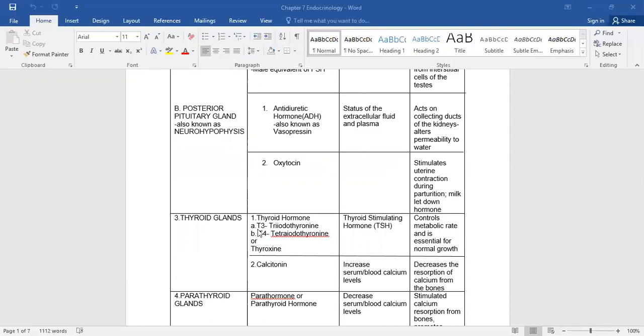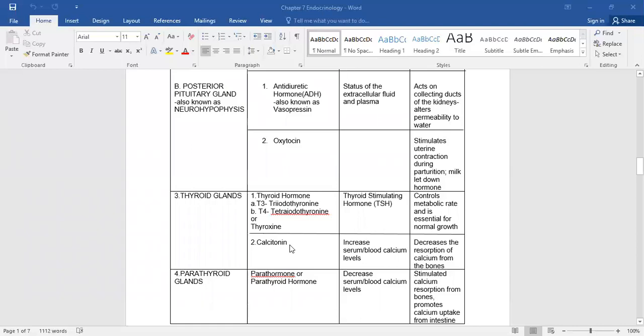Thyroid hormone, they have actually 2, the triiodothyronine and the tetraiodothyronine or thyroxine. Thyroxine is the one that is widely used for metabolism. So its stimulant is the thyroid stimulating hormone coming from the anterior pituitary gland, and it controls metabolic rate and is essential for normal growth.